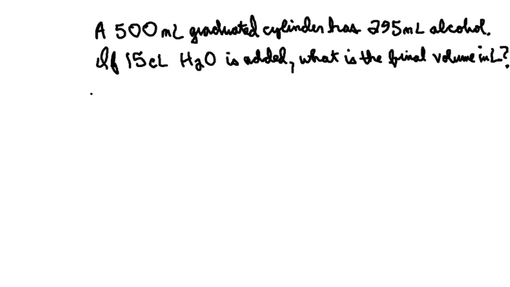Okay, so we have a 500 milliliter graduated cylinder has 295 milliliters of alcohol. So we have 295 milliliters of alcohol. And it doesn't really matter the fact that it's a 500 milliliter graduated cylinder. That doesn't really have anything to do with anything. It's just that it's a big container. So in this big container, you have 295 milliliters of alcohol. And then if 15 centiliters of water, H2O, is added, what is the final volume in liters?